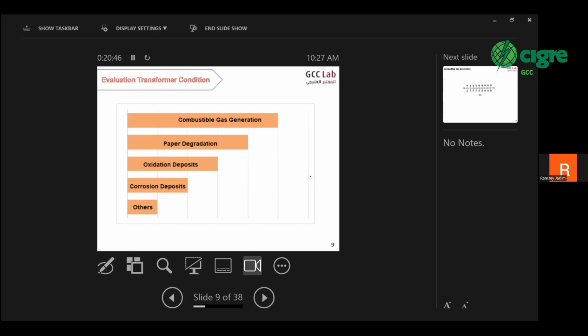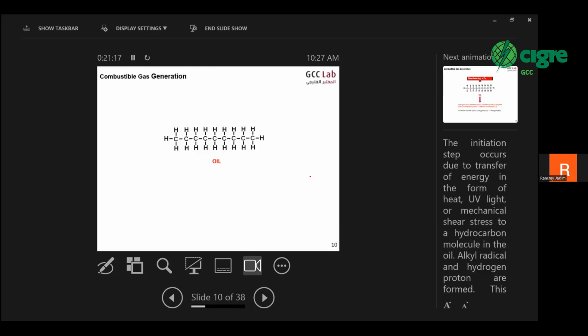Number 2, the paper is the heart of the transformer, the insulating paper. So what oil analysis do you need to evaluate the paper of the transformer? Number 3, oxidation deposit, we will talk about this. Number 4, corrosion deposit, and there are other things that also affect the condition of the transformer. I will start with the combustible gas generation, or DGA, dissolved gas analysis.